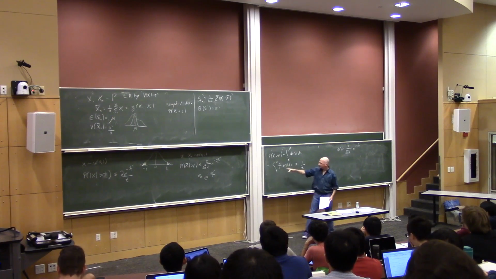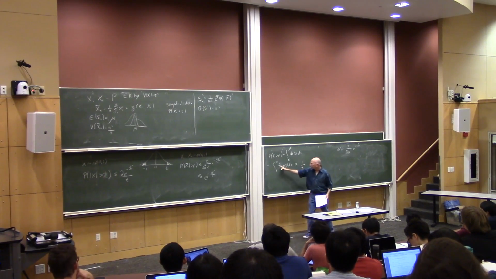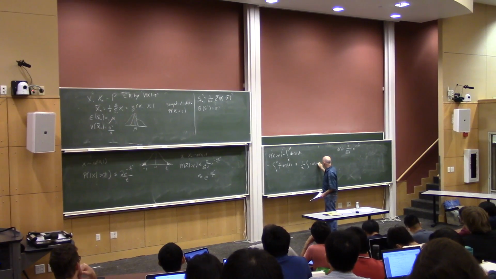S is always, in this range, S is always bigger than t, so 1 over S is always less than or equal to 1 over t. So I pulled this out and made it bigger. And now I have this.